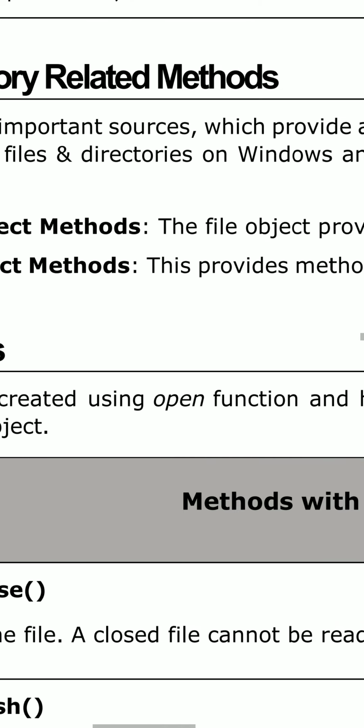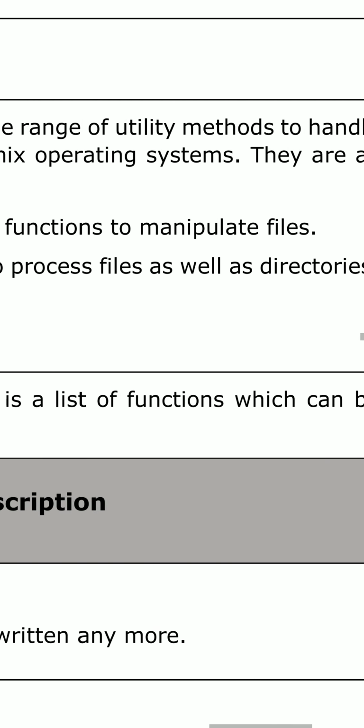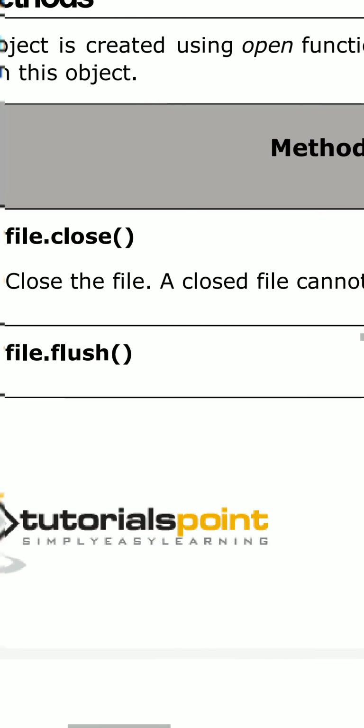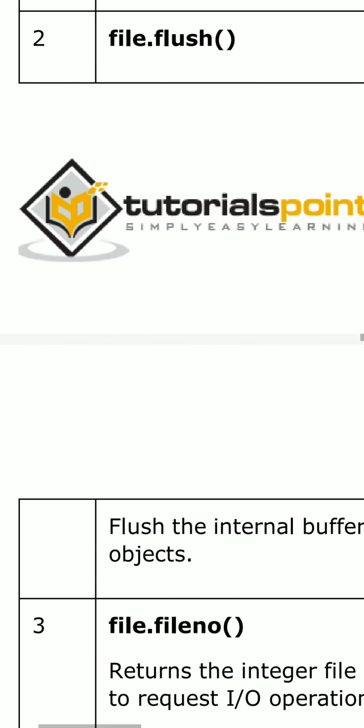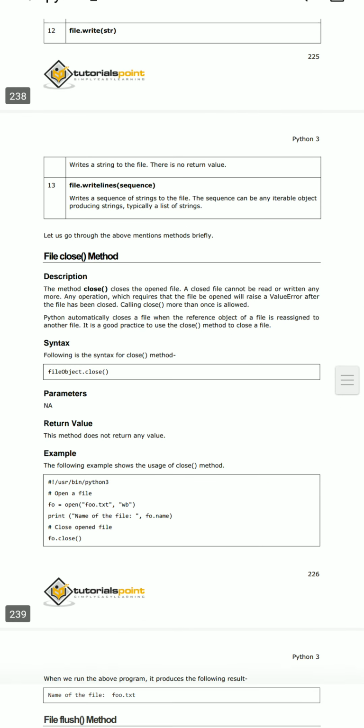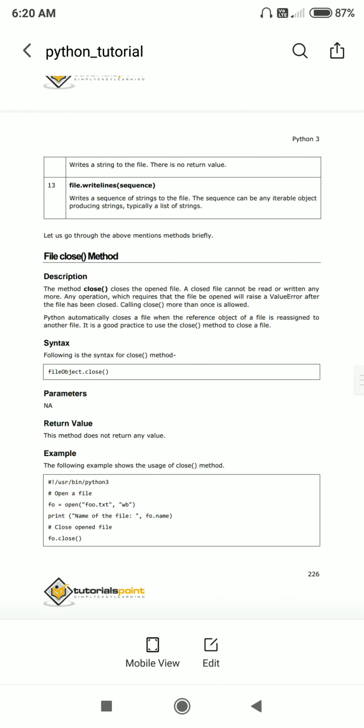Next one is the os object, whose methods work on files as well as directories. So these are the different types of methods on files as well as on directories. I shall discuss the methods one by one, with their syntax and use in a program, in the next class. So for that, please subscribe to my channel and wait for the next class, where I shall discuss file object methods and directory object methods.